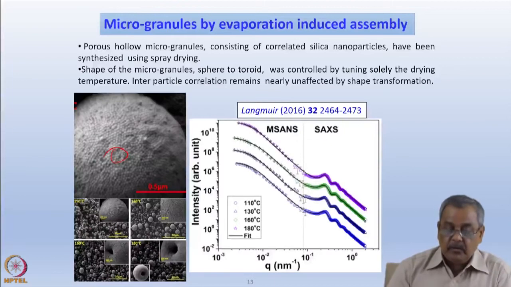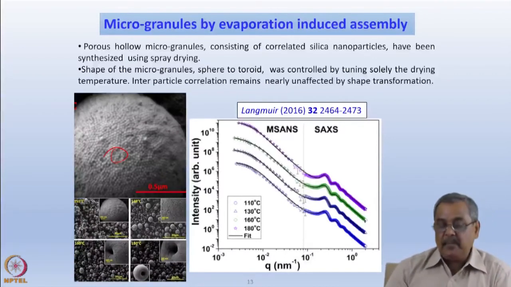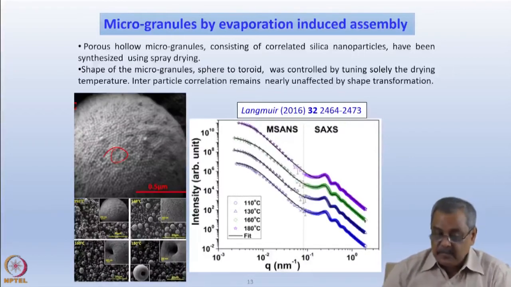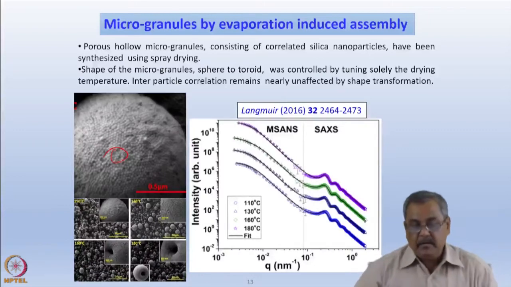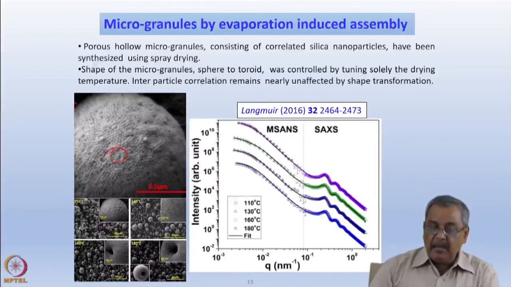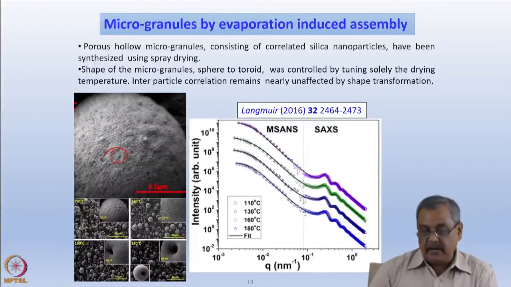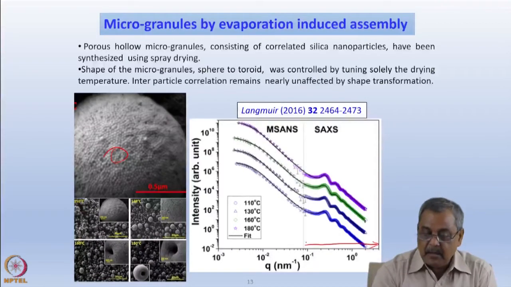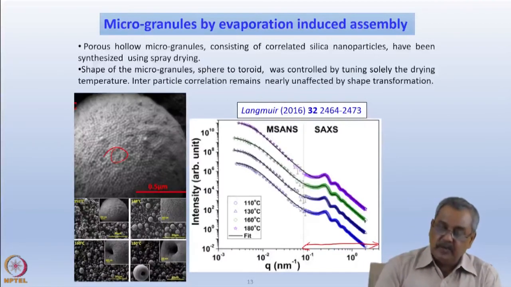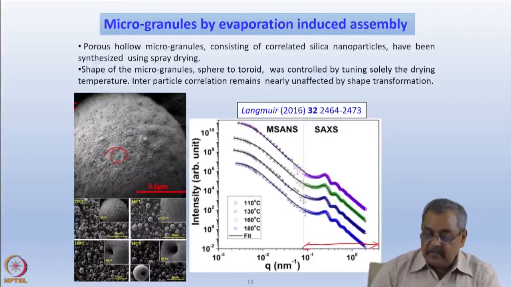But depending on the temperature at which you dry the granules, this assembly of nanoparticles can have different structures. But first, what I promised you, how you can stitch together small angle neutron scattering and small angle X-ray scattering data. You can see here, the larger Q side was taken using small angle X-ray scattering, and the principle and the design of the instruments are very, very similar. You have a large flight path, a collimator to collimate the beam, and a detector.